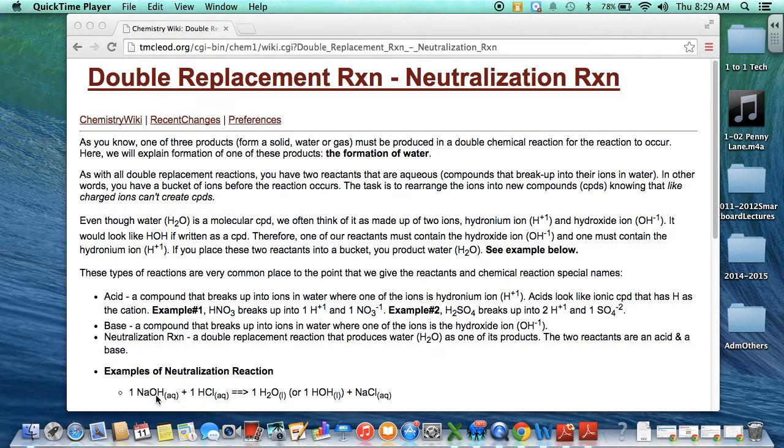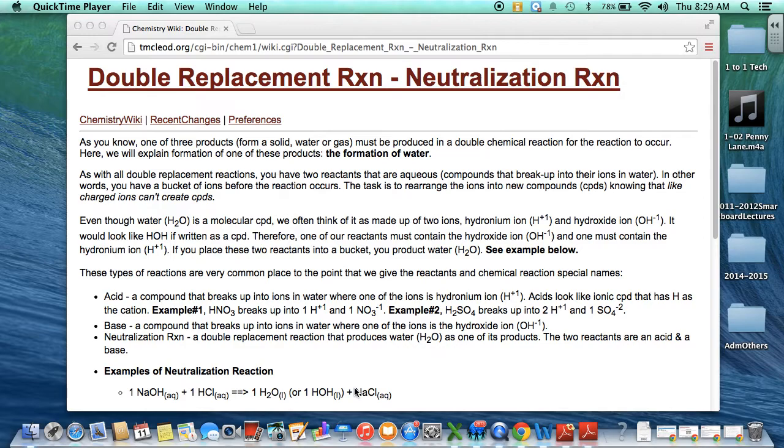Sodium hydroxide, which is a strong base, plus HCl, which is a strong acid, produces two things. It produces water and a salt. That salt should have a coefficient in front, and the coefficient is 1. So the neutralization reaction is one of the types of double replacement reactions.